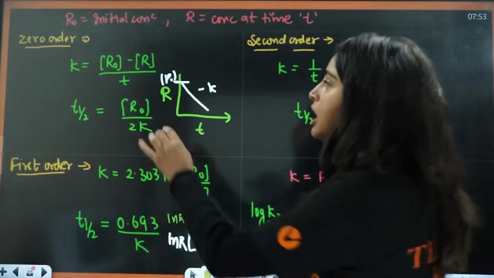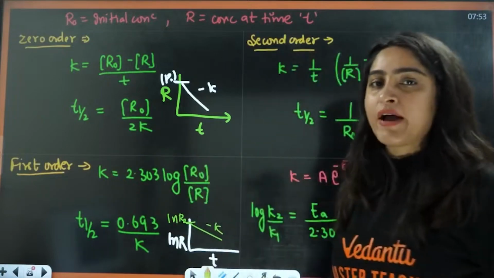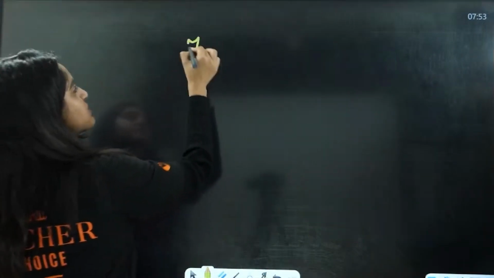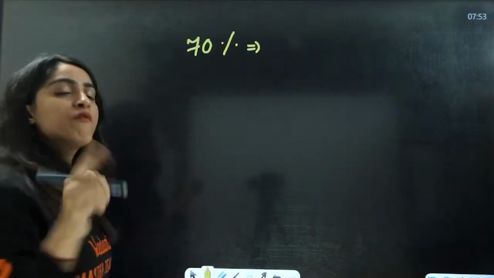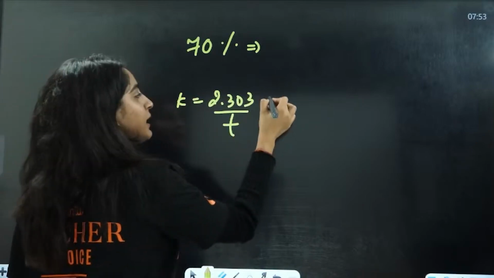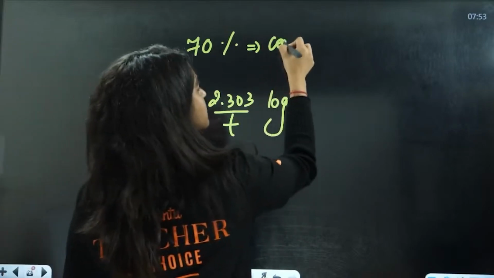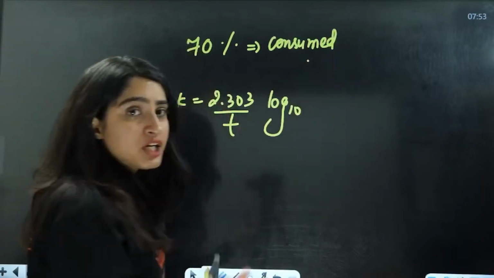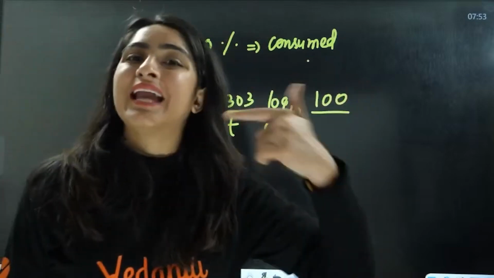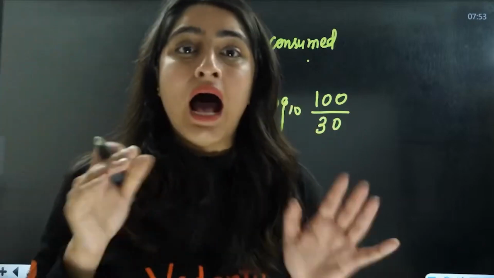Now this is a first order reaction: K equals 2.303 by t, log base 10 of initial by final. Always there is initial by final. One more trick here: they will tell you that 70% is dissociated. Then how will you apply this formula? K equals 2.303 by t log. Now 70% is consumed, so the initial you take is 100, and the final is the left amount, which is 30. So you will apply this formula. This question is also asked in your exams.